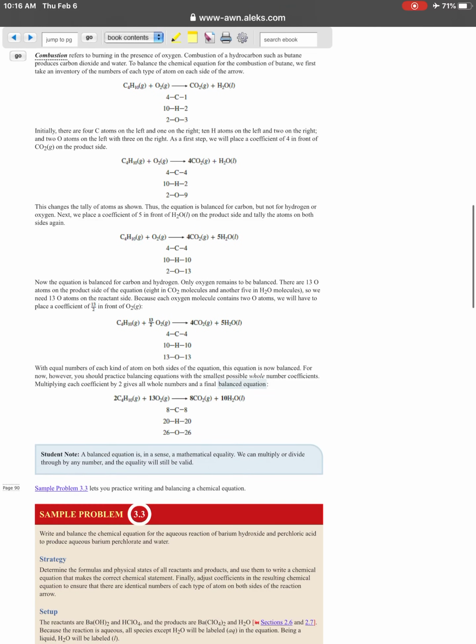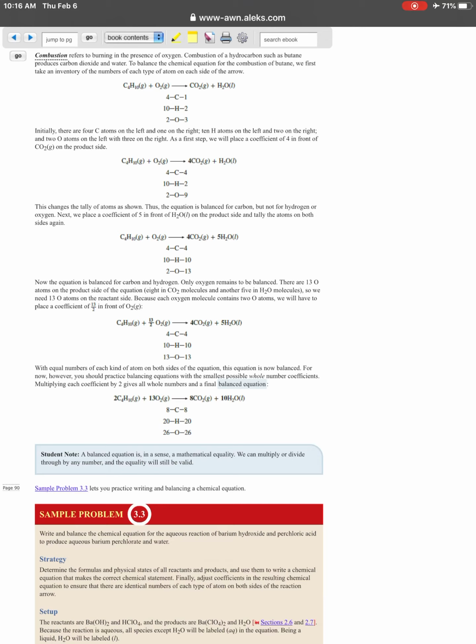Now that we have 10 on both sides, hydrogen is balanced. Then we go to oxygen. Now, oxygen's trickier in some cases. We're going to have to use fractions sometimes. Not always, but sometimes. So here's how we go about the oxygens. After we add the 5 in front of the water, we're going to count up the number of oxygens on both sides. On the left side, it's 2. On the right side, it's 8 plus 5, which is 13. 4 times 2 is 8, plus 5 times 1 is 5. 8 plus 5 is 13.